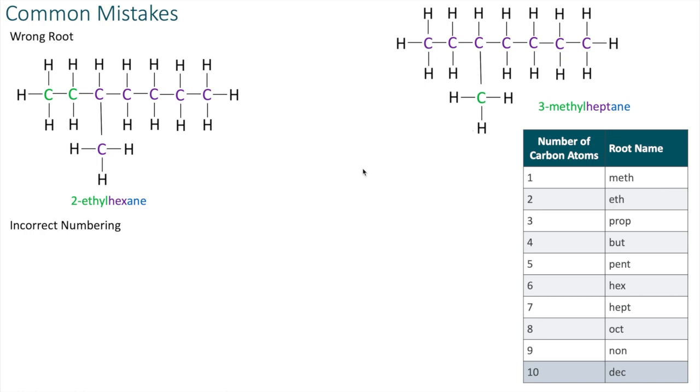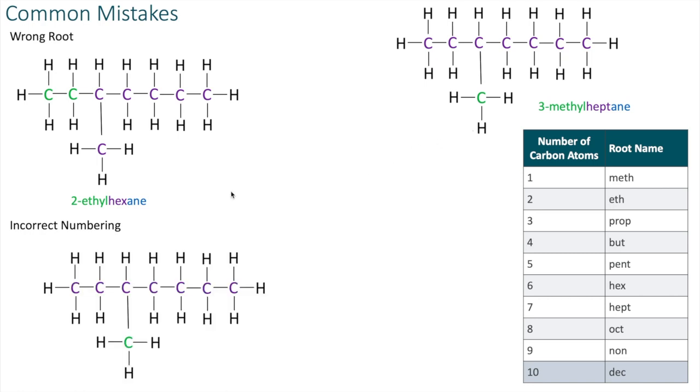The other thing that we can make a mistake on is incorrect numbering. So we said that we wanted this side group to have the lowest possible number. If we numbered from this direction over here, this would make this carbon number 5, giving us an answer of 5-methylheptane. That's not correct again because we want that side group to have the lowest number possible.